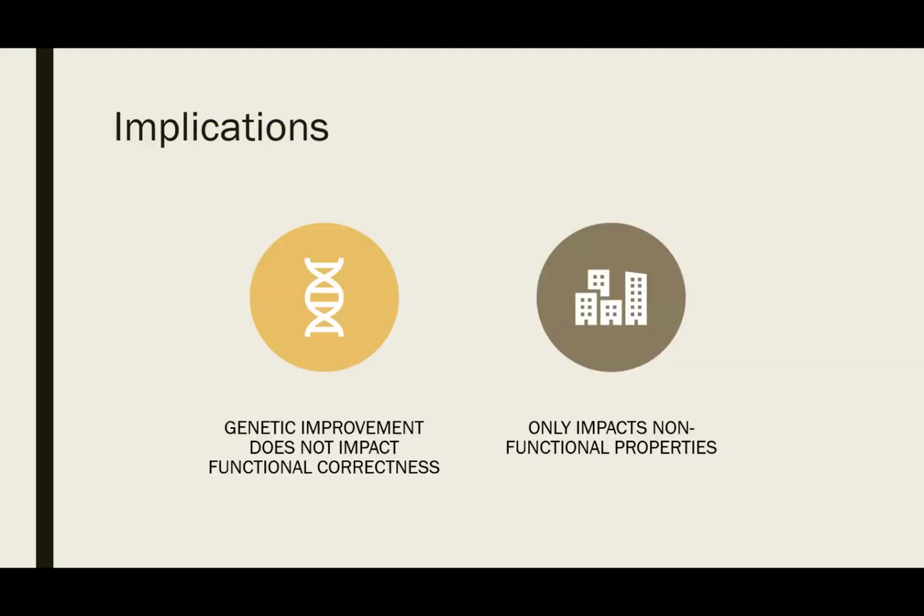So there are a couple of implications here. What that indicates, when you think about the way that this is being used in the community, is that genetic improvement doesn't really impact functional correctness, because we have this separate test suite. We're going to keep our program correct, and we're only going to think about those non-functional properties. And so these are the assumptions, at least that I went into when I moved into genetic improvement, and I think many of you think about in that environment.